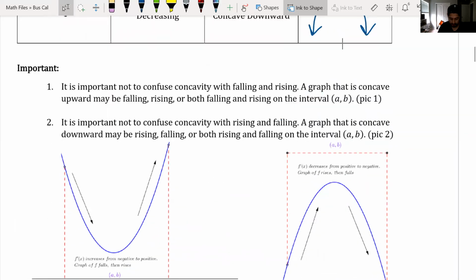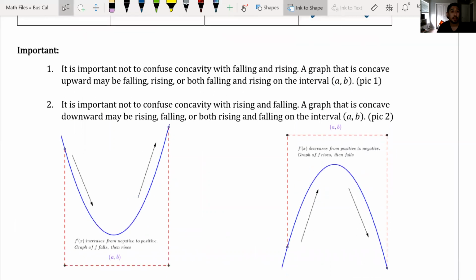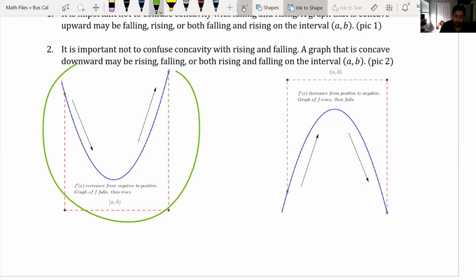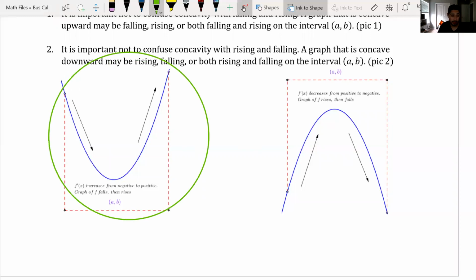All right. It is important not to confuse concavity with falling and rising. A graph that is concave upward may be falling, rising, or both falling and rising on the interval. Look at the first picture. This graph is concave up completely. So we see that it is first falling and then rising. So it is both falling and rising on the interval.